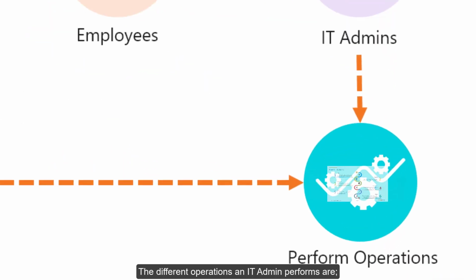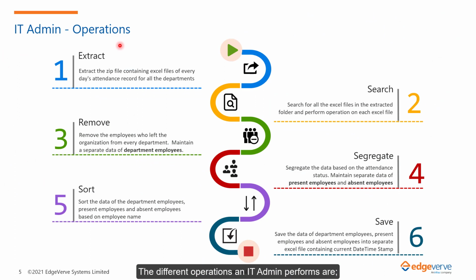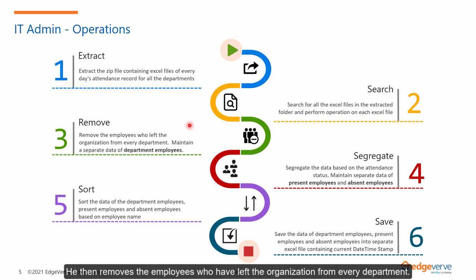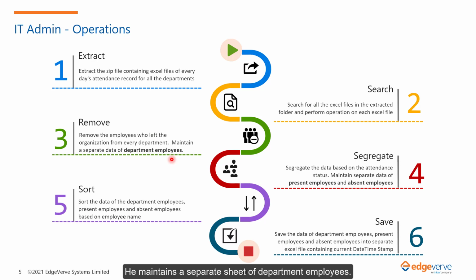The different operations an IT admin performs are: he first extracts the attendance record zip file containing Excel files of each day's attendance record for all the departments. He then searches for all the Excel files in the extracted folder and performs operations on each Excel file. He then removes the employees who've left the organization from every department. He maintains a separate sheet of department employees.